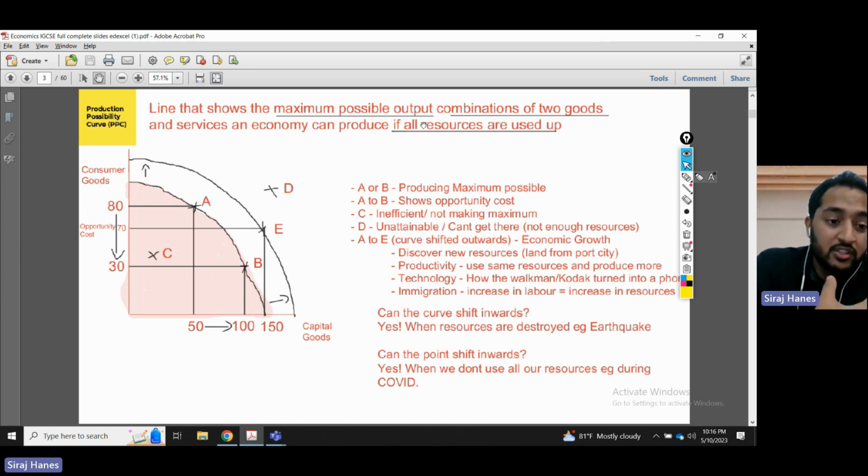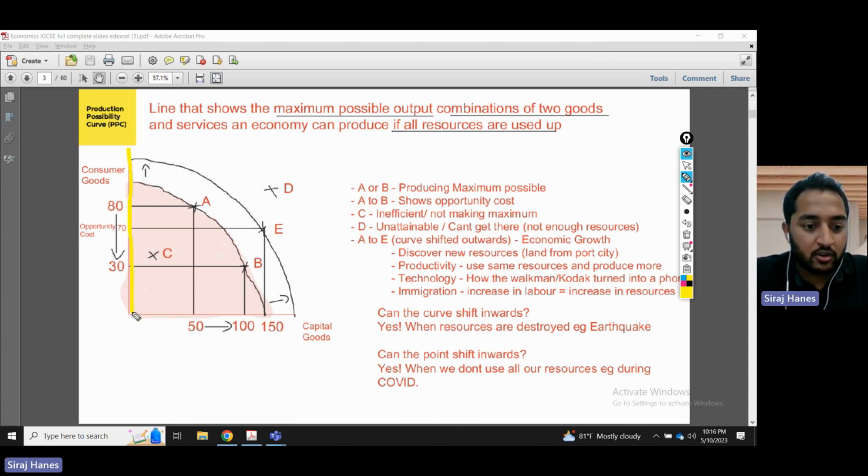Can we produce 50 consumer goods and 50 capital goods? Or is it an 80-20? What combinations can we produce? Now, I'm going to show you something here. The PPC, follow my lines right here.